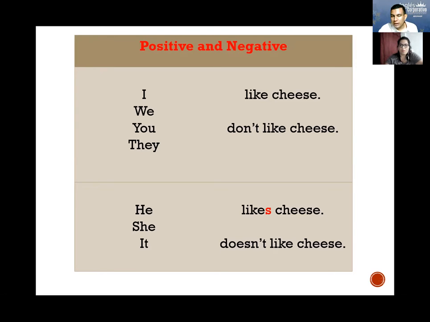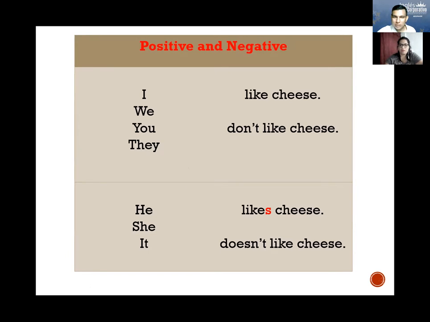Entonces tenemos en inglés, como les dije, a la hora de hablar se utilizan siempre todos los pronombres. Siempre vamos a decir, a mí me gusta el queso, en este caso de esta oración. Entonces tenemos los sujetos o los pronombres I, we, you, they, también tenemos he, she, it. Cuando utilicemos el pronombre we, I, you, they, vamos a colocar únicamente el verbo, sin modificar nada.